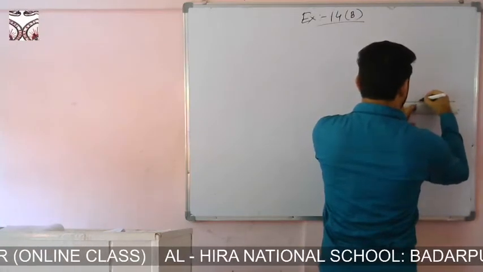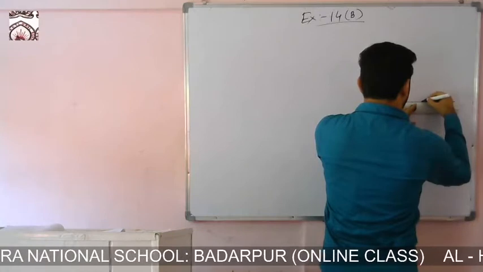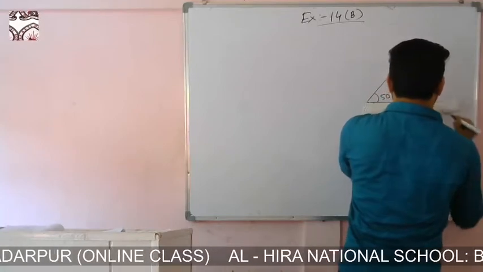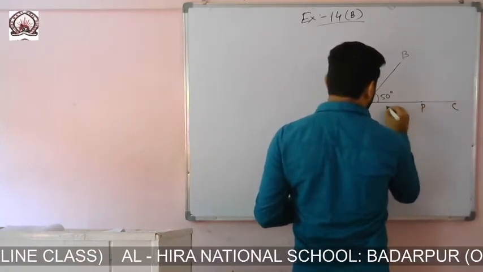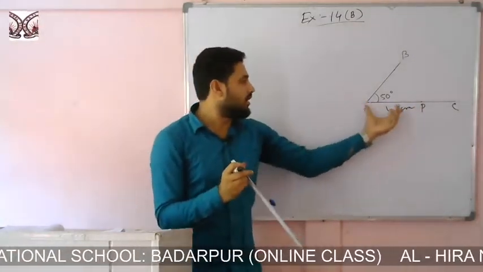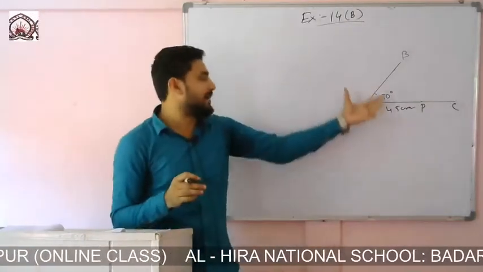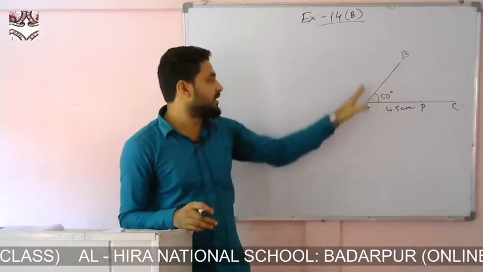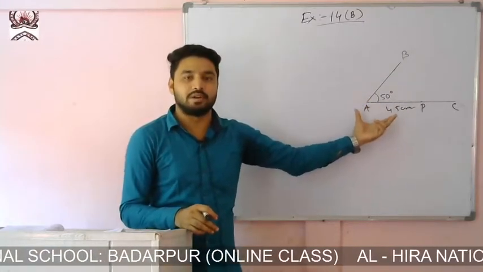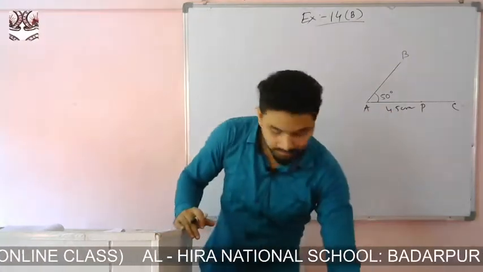Suppose for my scale, this is 4.5 centimeter. You draw accurately with your ruler and protractor. My diagram may not be accurate, but the steps are the same. I am showing the steps like this, the figure will come. But you draw in your copy accurately.